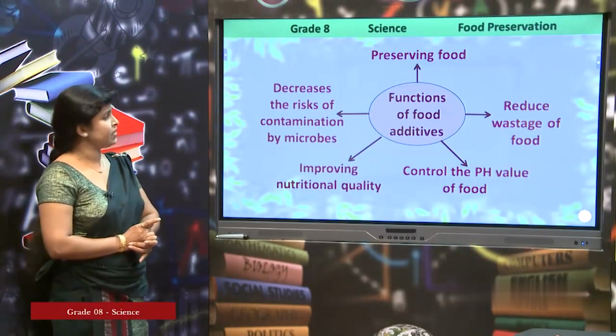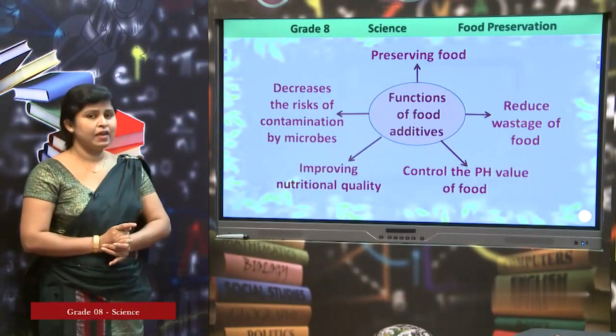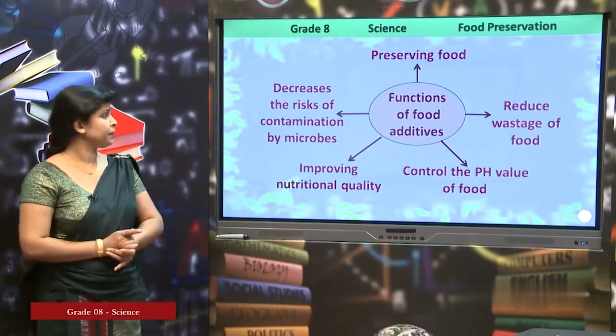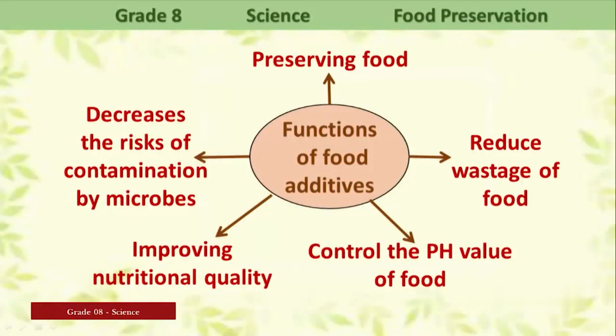The first function is, we know that is why we are adding food additives to a food item, to preserve the food item. Then reduce the wastage of food. By adding the food additives artificially, we can preserve the food item and it will be a reason to reduce the wastage. Then to control the pH value of food.